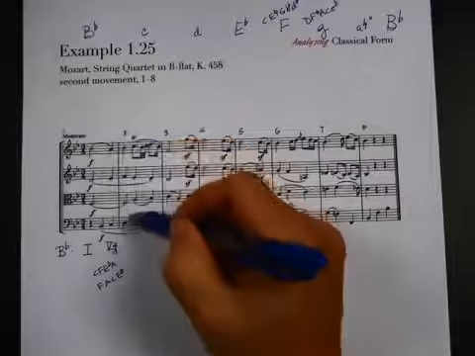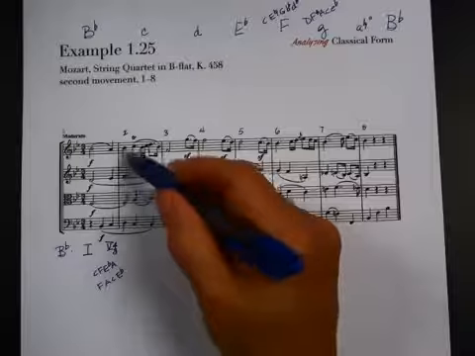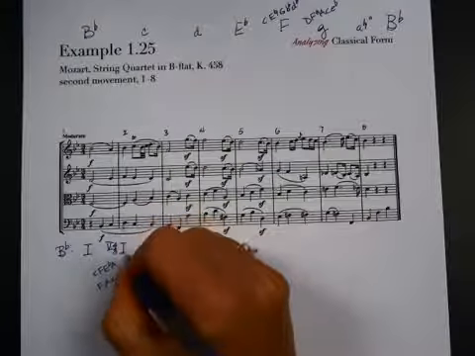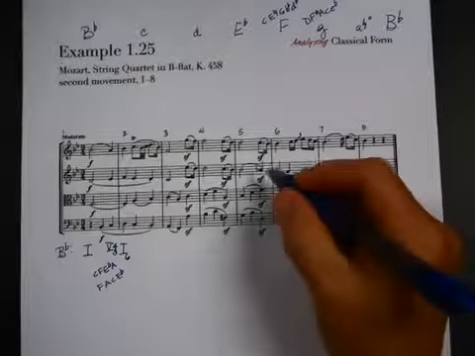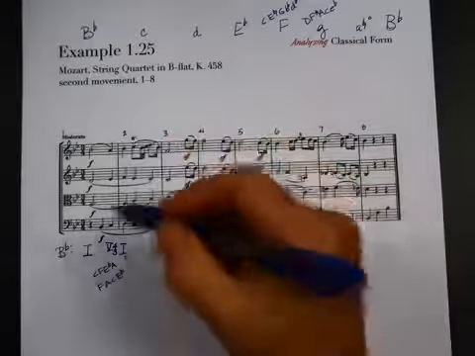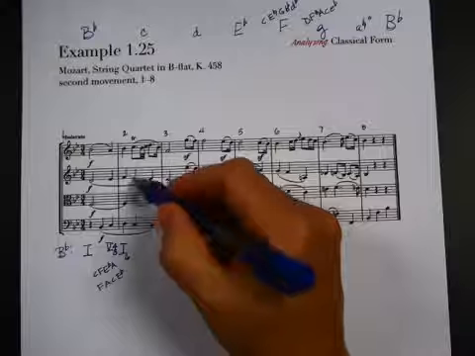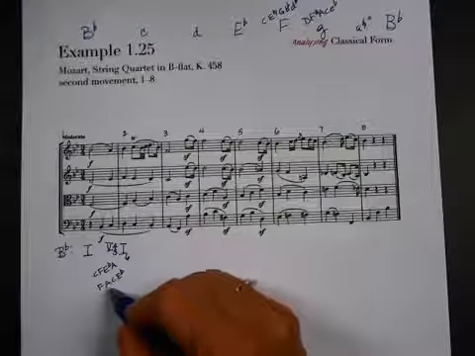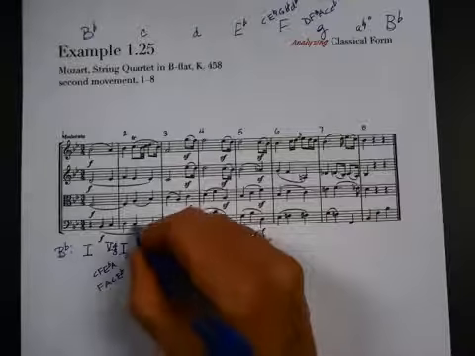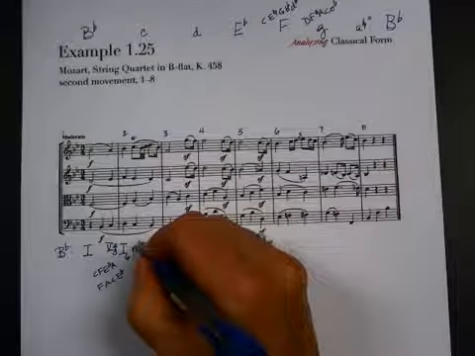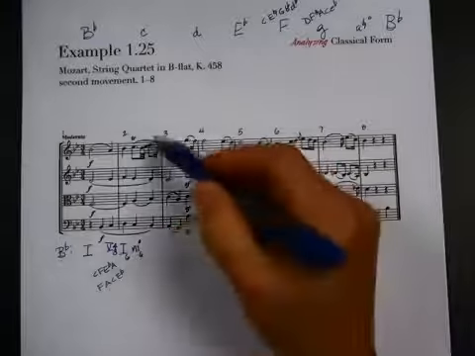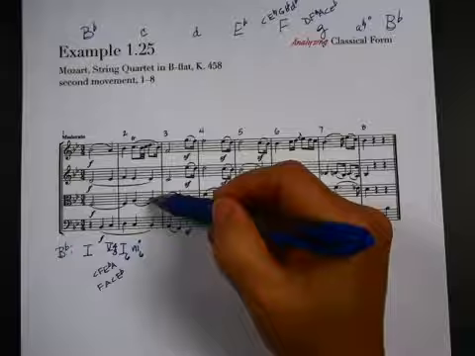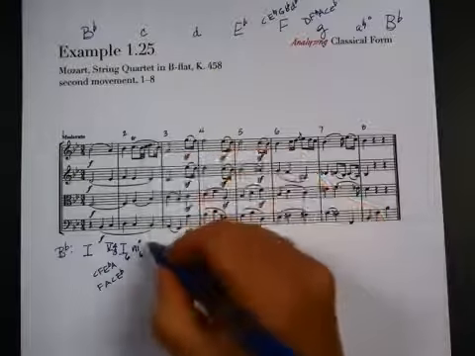Downbeat of measure 2, D, F, B flat. So it's a tonic chord, D in the bass makes it a first inversion. Measure 2, beat 2, C, A, E flat, and C. Well, A, C, E flat is the leading tone triad, and with C in the bass, that makes it first inversion. And at the end of measure 2, beat 3, B flat, D, B flat. We're back to a 1 chord.